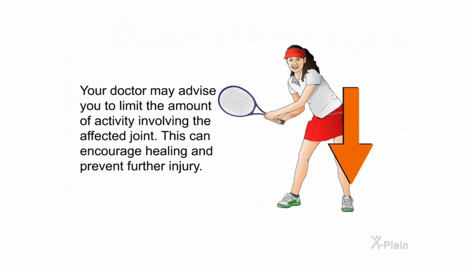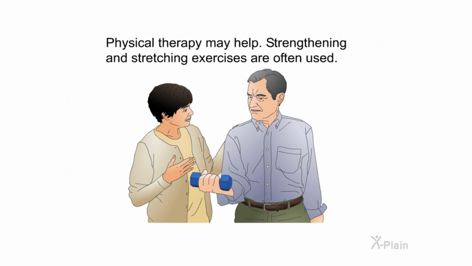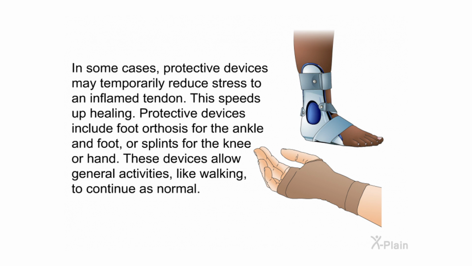Your doctor may advise you to limit the amount of activity involving the affected joint. This can encourage healing and prevent further injury. Physical therapy may help. Strengthening and stretching exercises are often used. In some cases, protective devices may temporarily reduce stress to an inflamed tendon. This speeds up healing. Protective devices include foot orthosis for the ankle and foot, or splints for the knee or hand. These devices allow general activities like walking to continue as normal.